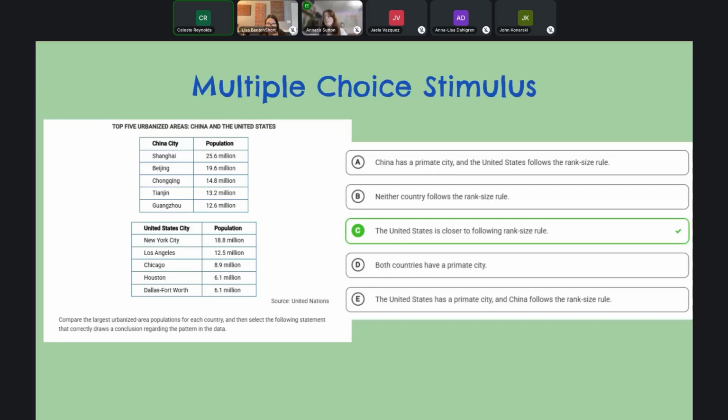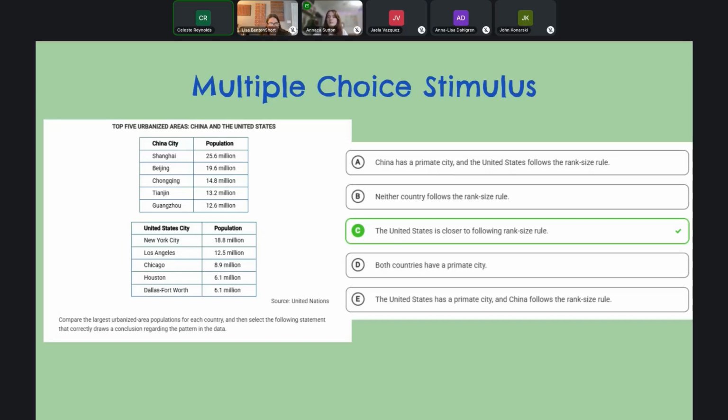And the reason I chose this one is that here is a perfect example. If you look at question A and answer A and answer E, those are good distractors. If you read "China has a primate city and the United States follows the rank size rule," but then you look at "The United States has a primate city and China follows the rank size rule." Those are two great distractors for students, because they're like, oh, maybe one of those is right.